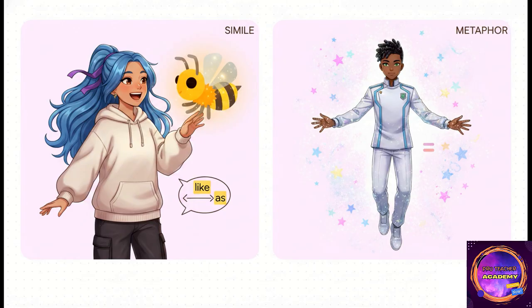The simile uses like or as, busy as a bee. The metaphor relies on that direct equation. He is a shining star. By comparing them side by side like this, the mechanics of figurative language become totally transparent. You can easily see how you might shift a sentence from a simile to a metaphor just by tweaking that central pivot point of the comparison.